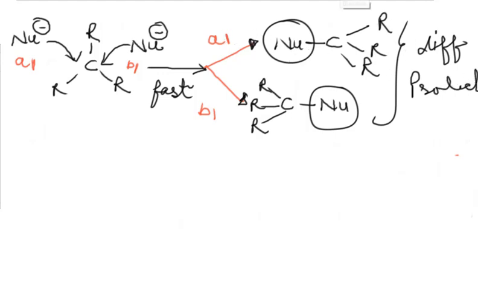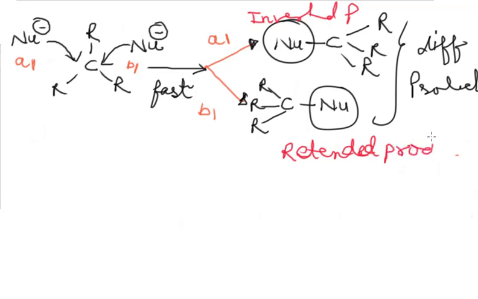Now this one product is known as the inverted product, and this product is known as the retained product. This is the inverted product and this one is known as the retained product.